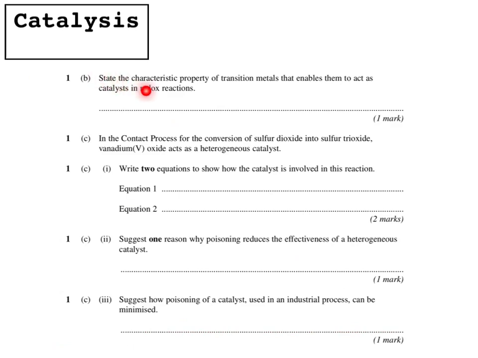So first, state the characteristic property of transition metals that enables them to act as catalysts in redox reactions. The characteristic property is that they have variable oxidation states, which essentially means that they're able to gain electrons off one thing and give it to another thing. The fact they can gain and lose electrons over and over again makes them good catalysts.